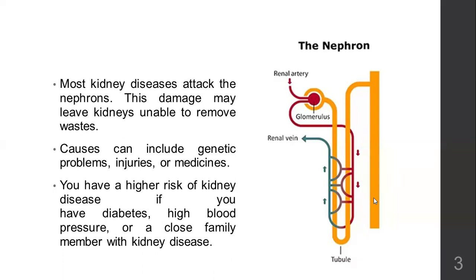So you have a higher risk of kidney disease if you have diabetes, high blood pressure, or any close family member, blood relative, like father, mother, siblings, grandparents. If your next two blood relatives have some kidney diseases, there are high chances that you may also get the same.